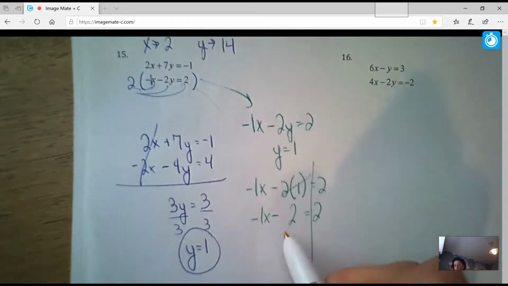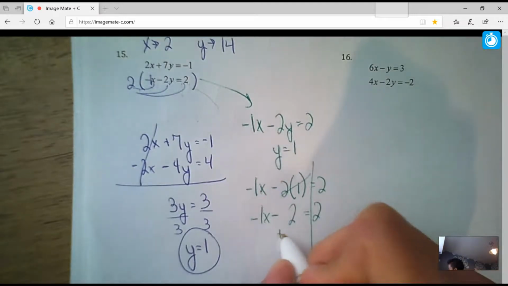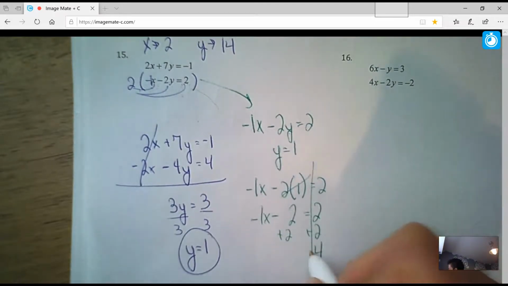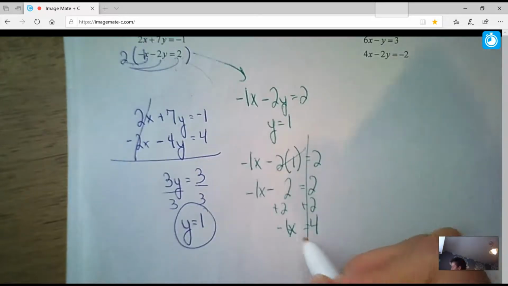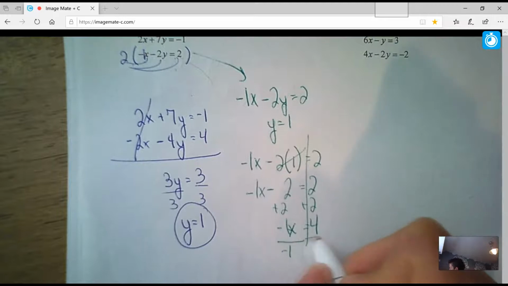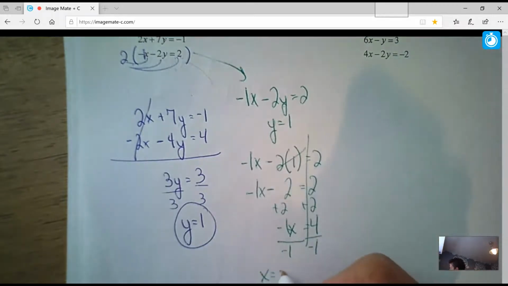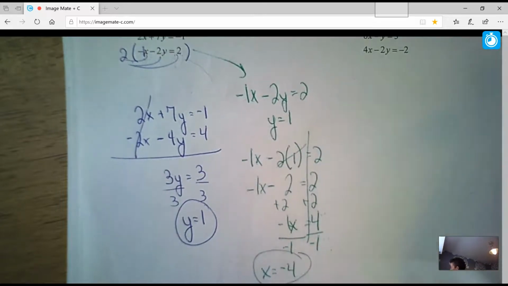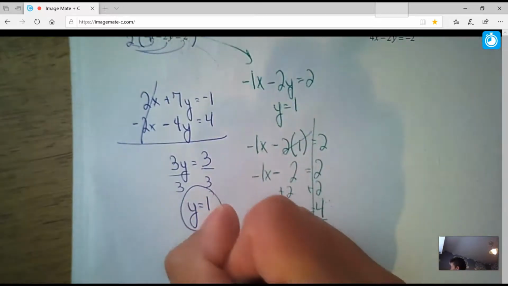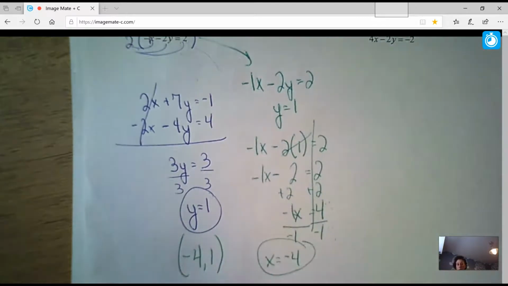And now to solve for x, I'm going to add the 2 over, and that gives me 4. And then I'll get negative 1x, whoops. And then to solve for x, I'll divide by negative 1, and I get my answer of negative 4, because when I do divide those, I get negative 4. So again, writing my answer as an ordered pair, it's negative 4, 1.